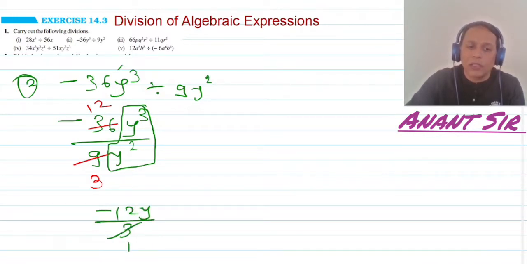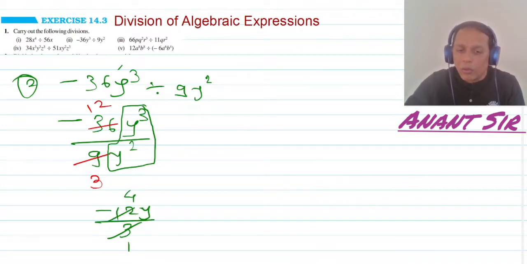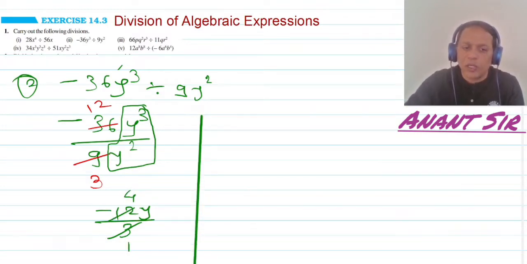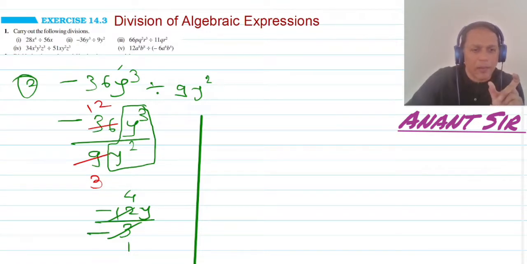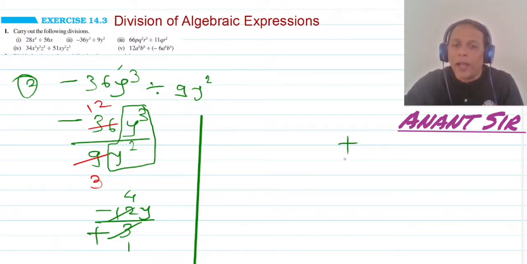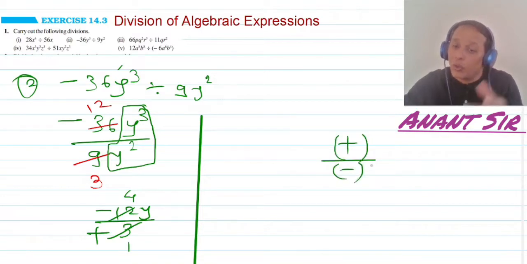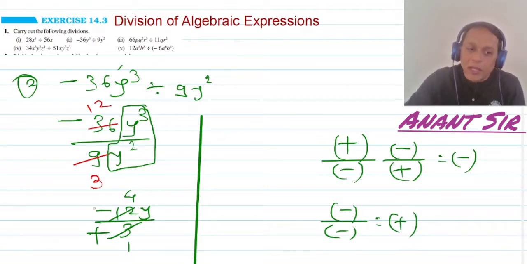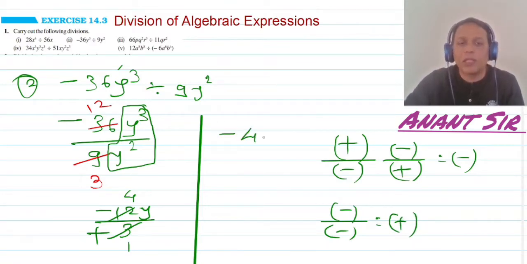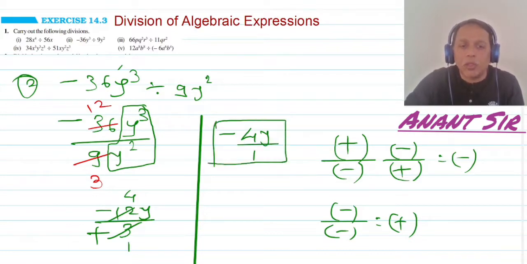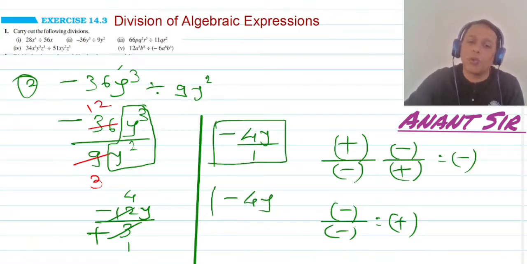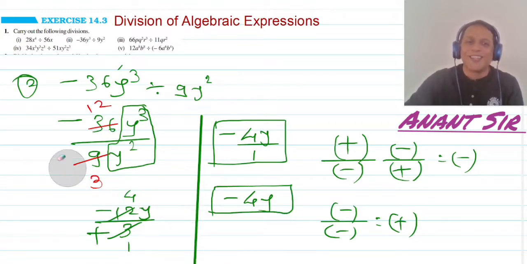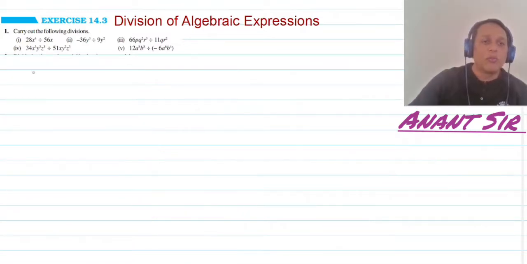So 3 ones are 3, 3 4s are 12, and what about the sign in the answer also? Few students get confused. Okay, what is the sign in the denominator? It is positive. So plus and minus, whether you are dividing or multiplying, plus minus, your answer will be minus, and minus minus, your answer will be plus. So this is plus and minus, so the answer is going to be minus 4y upon 1. So this is your final answer. You can write it as only minus 4y. Okay, so I hope you have understood the question. Move on to question number 3 now.